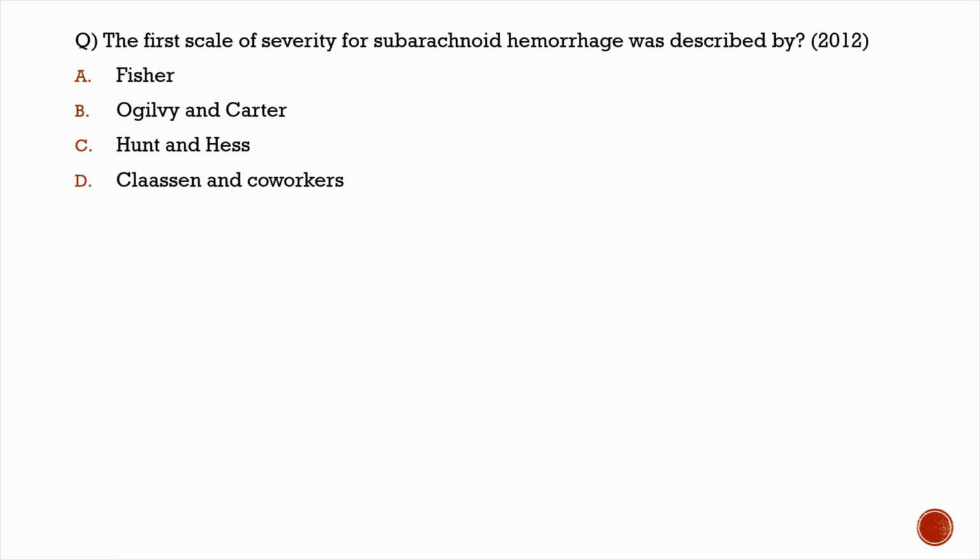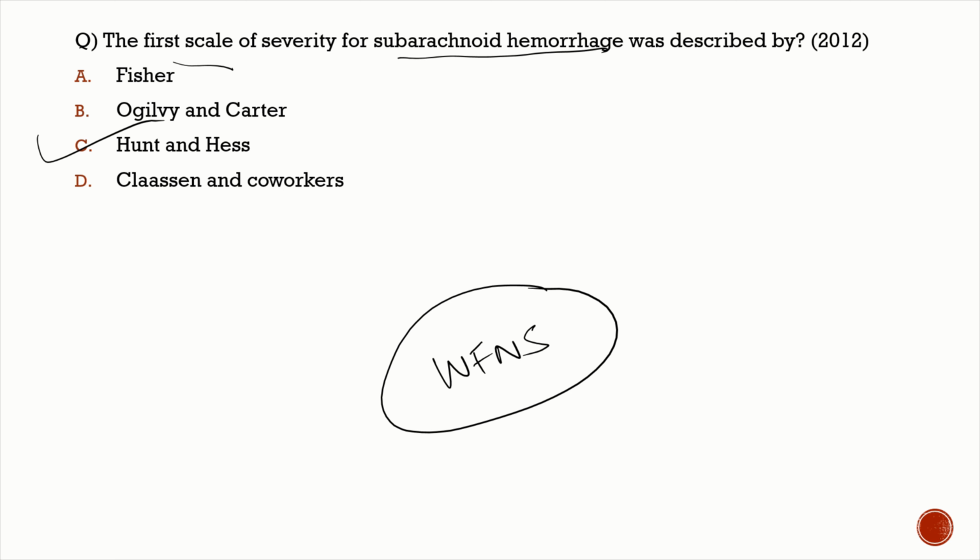The first scale of severity for subarachnoid hemorrhage is described by, again a repeat question, scales in subarachnoid hemorrhage: Hunt and Hess scale. Always remember the other scale that could be asked in future exams, that is the World Federation of Neurosurgical Societies scale, WFNS scale.